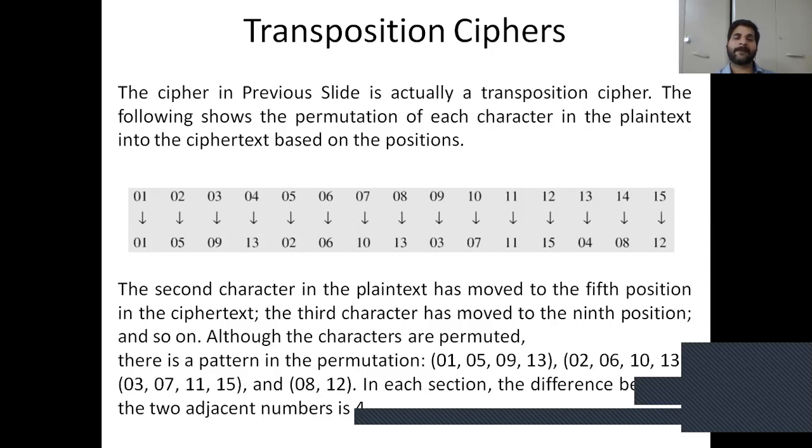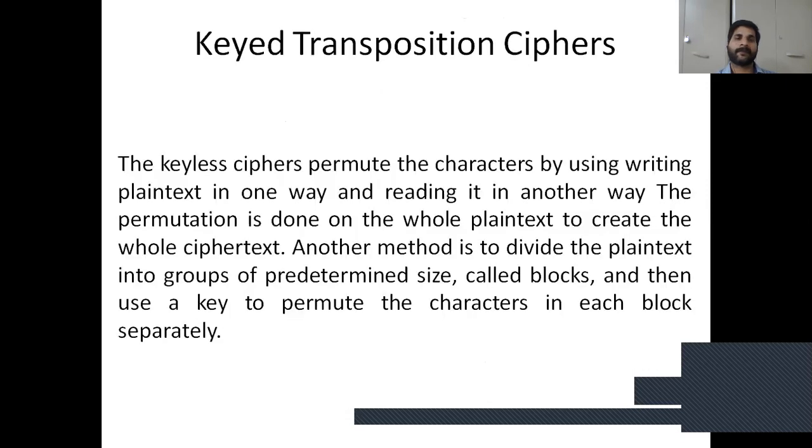Although the characters are permuted, there is a pattern to the permutation: 1, 5, 9, 13, 2, 6, 10, 14, 3, 7, 11, 15 and 8, 12. In each section we differentiate: the difference between two adjacent numbers is 4.